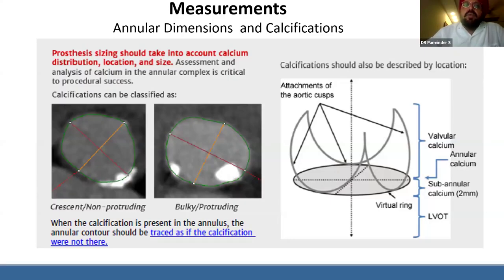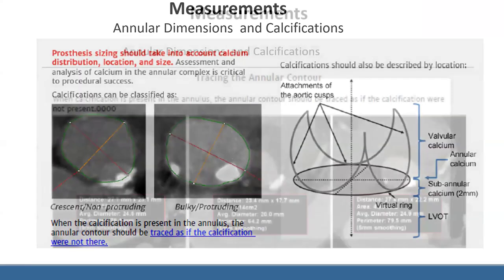Suppose we have a protruding calcium like on the right side, this will cause PVL, significant PVL after the procedure. This is prone to complications like annular rupture. If this protrusion is more than 4 millimeters, it has been found to be associated with complications like annular rupture and significant PVL after the procedure.